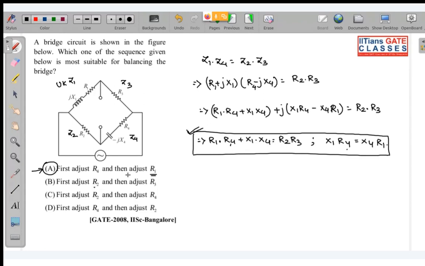Next is R2. If you check, R2 is present over here in this place, but R2 is not present over here. What about R3? R3 is present only over here and it is not present over here. So this also cannot be the case. Why?